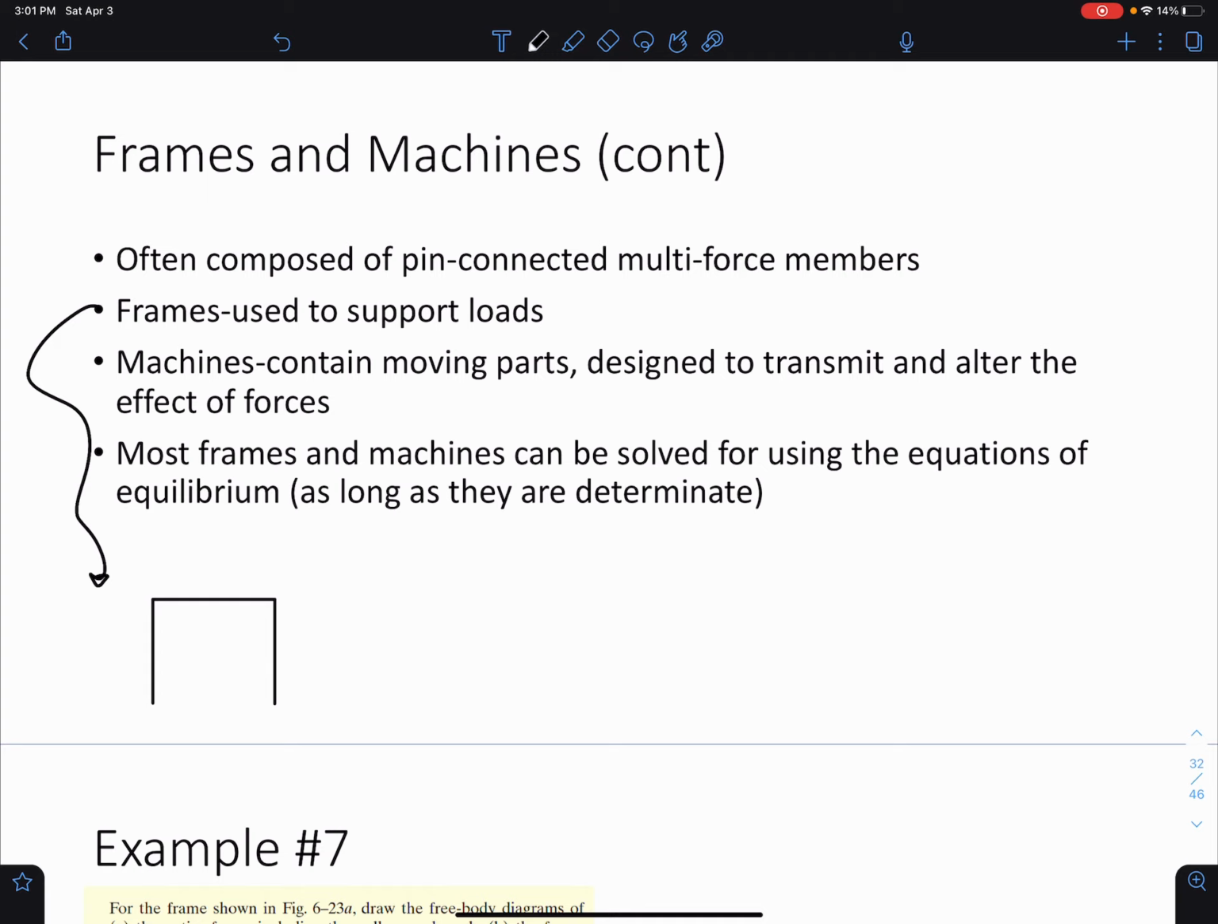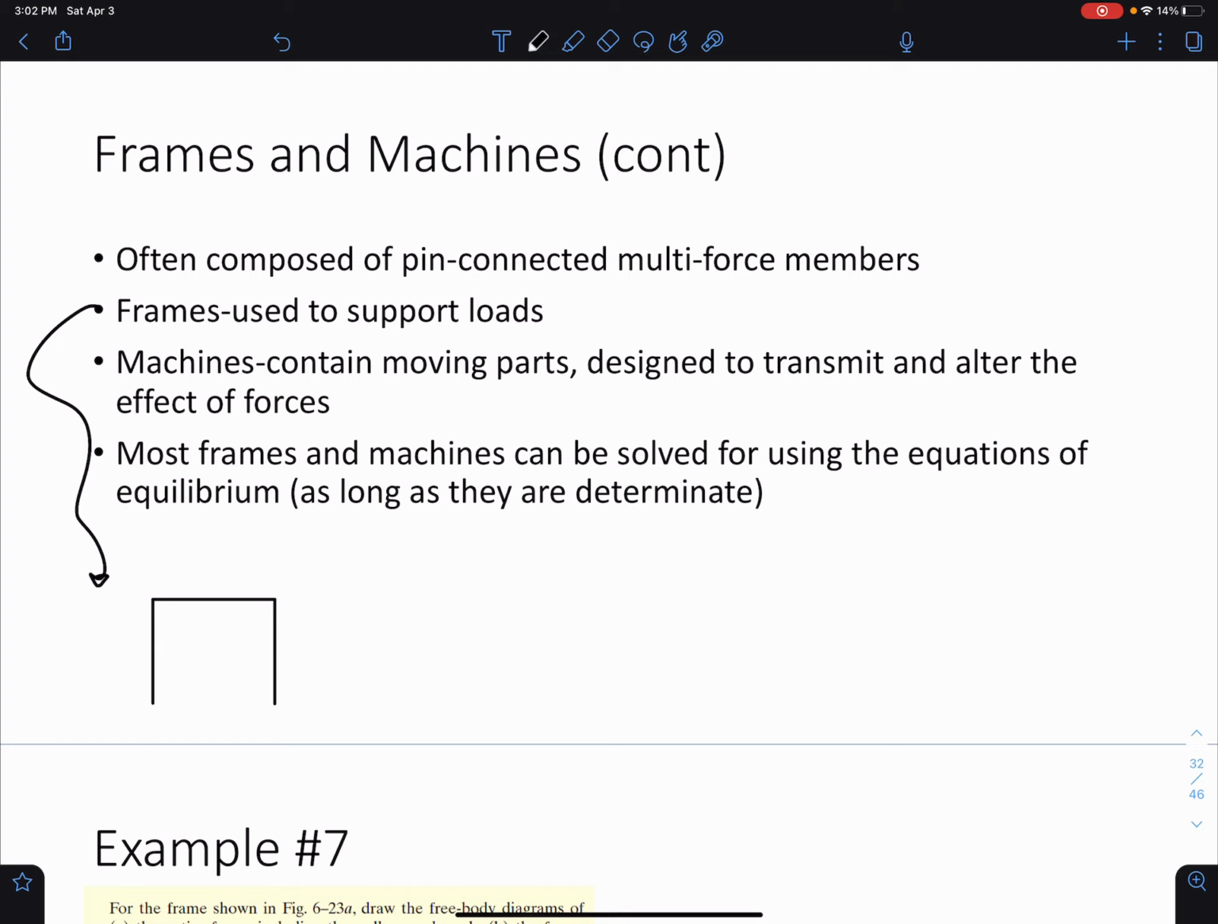Okay, now machines contain moving parts, and they're designed to transmit and alter the effect of forces. So just like we used that example of pliers, where your hand does not necessarily have enough force to accomplish the task you're trying to get to, by pushing in the bottom of the pliers, you're basically transferring the force to the jaws and allowing it to perform the action that you couldn't do with just your fingers or your hands alone. Okay, again, this is a very simple concept. We're going to extend this to some more advanced concepts in our examples.